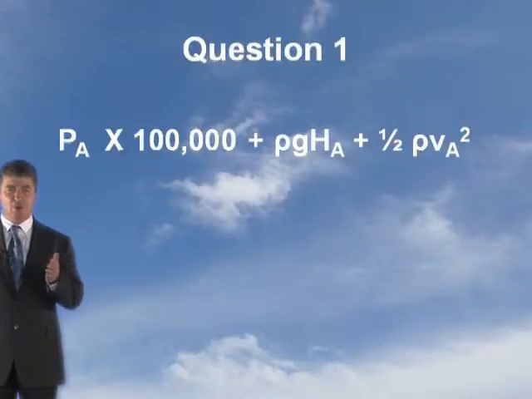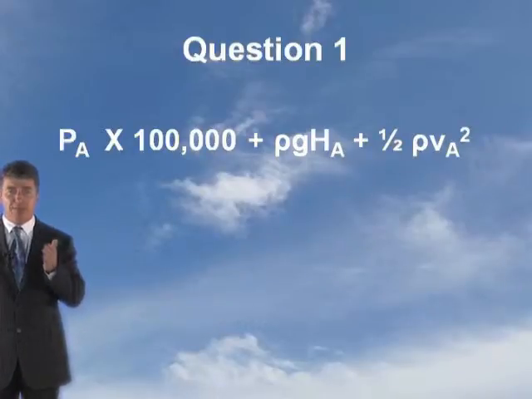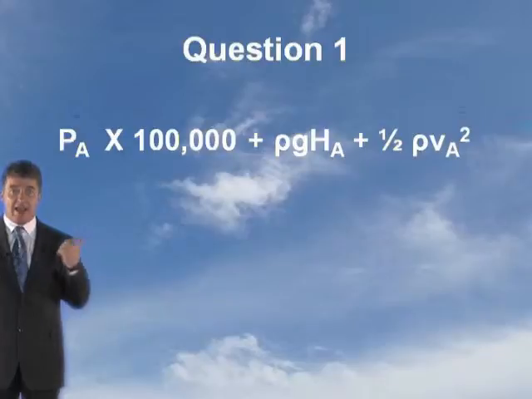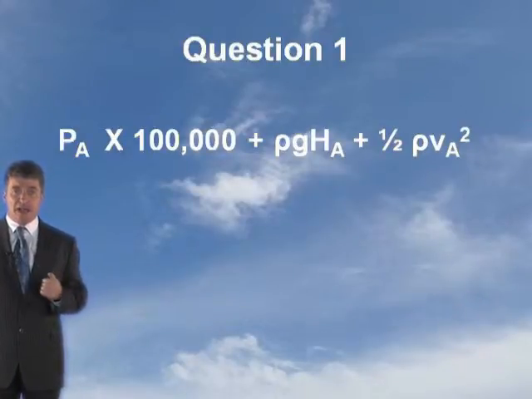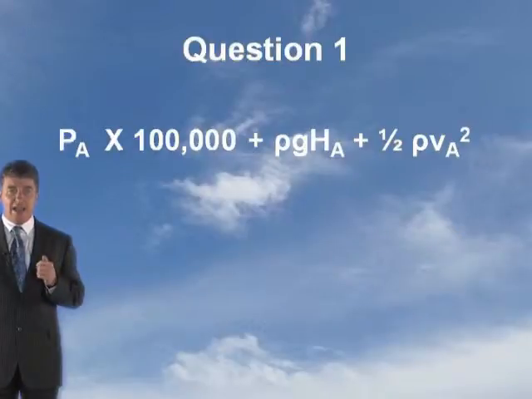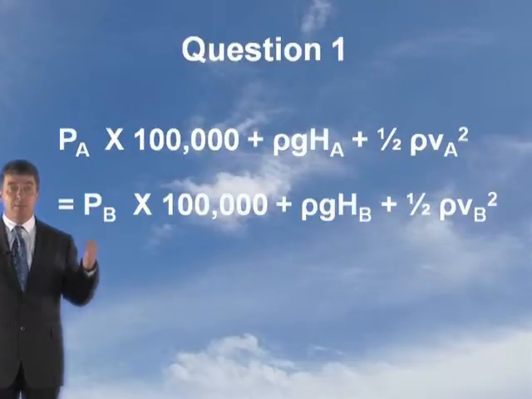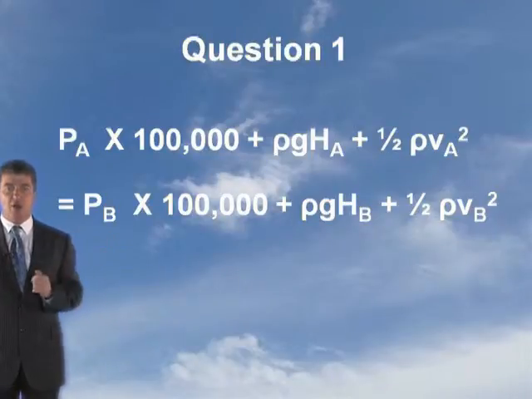Let's work it out then. Now, first of all, this question deals with energy. Don't forget, potential energy is due to its position, kinetic energy is due to movement, and pressure energy is in the fluid. In this question, the energy is quoted in bars, pressure energy. So this is the formula to apply now. PA times 100,000 plus rho g hA plus half rho vA squared equals PB times 100,000 plus rho g hB plus half rho vB squared. Do you understand? Because we're using bars, this is the formula we've got to do.